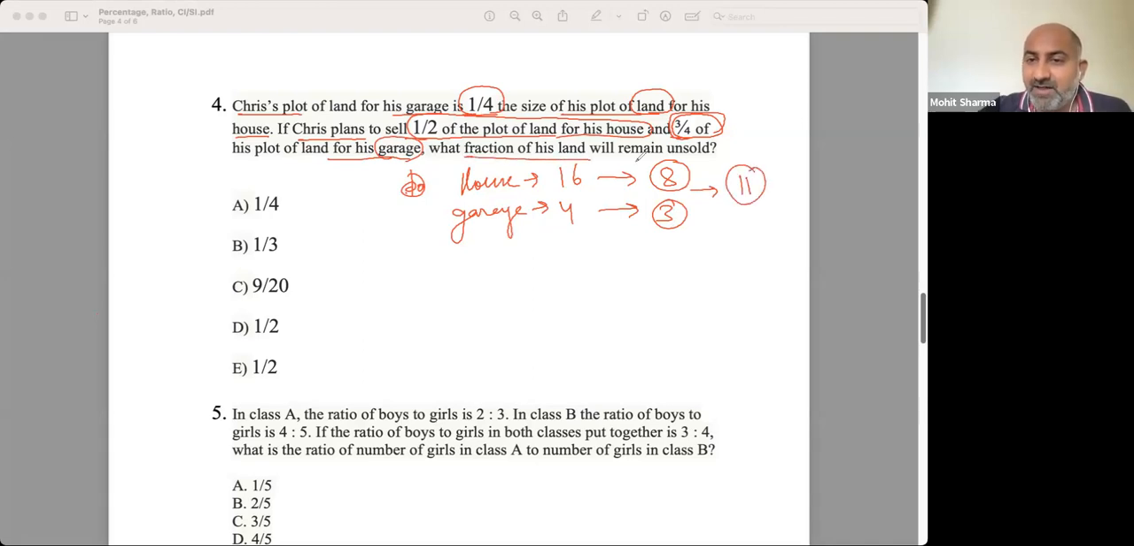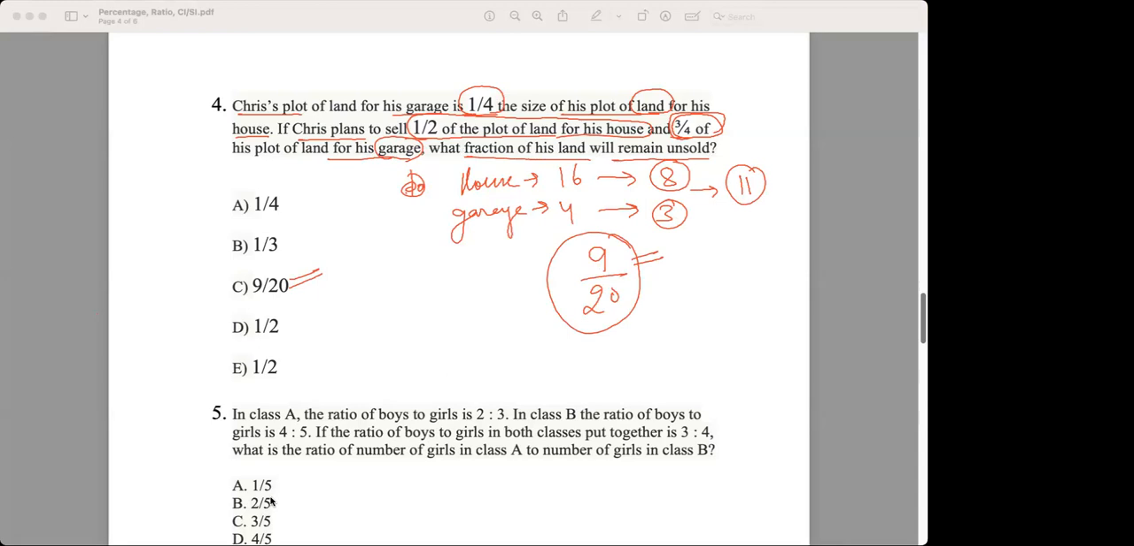What fraction of the land will remain unsold? 9 remains unsold out of a total of 20. That's your answer. Understood? Yes. Got what mistake you made?